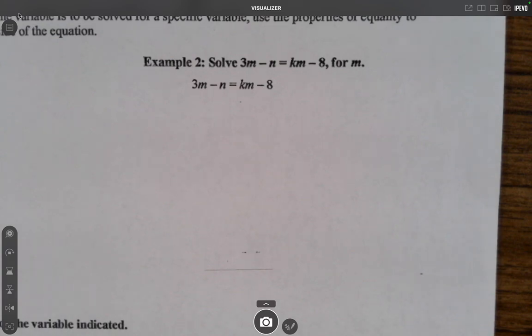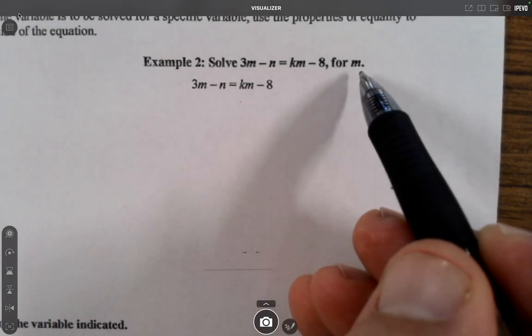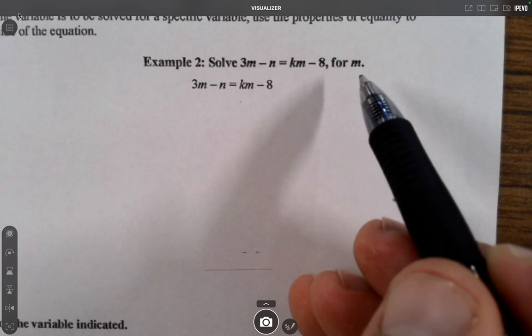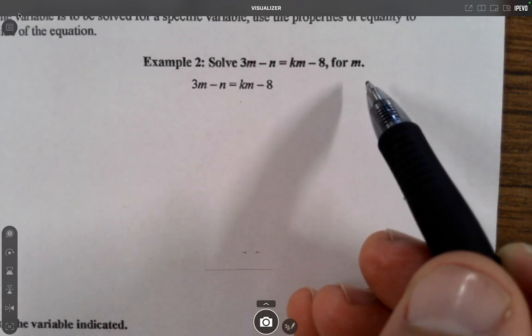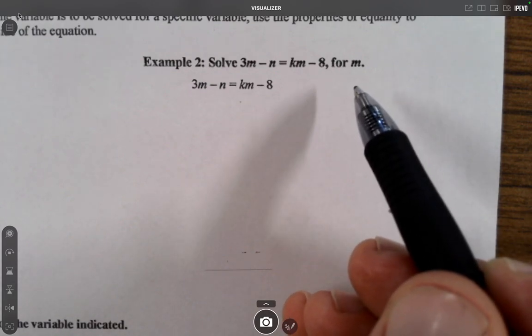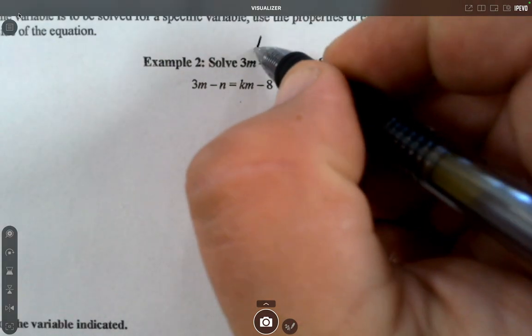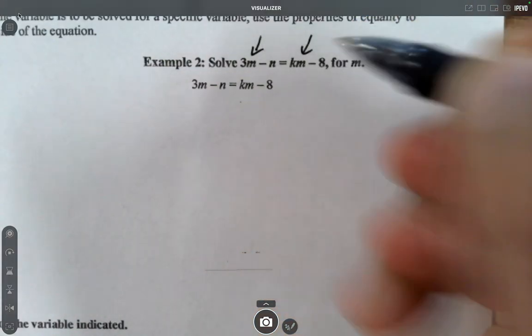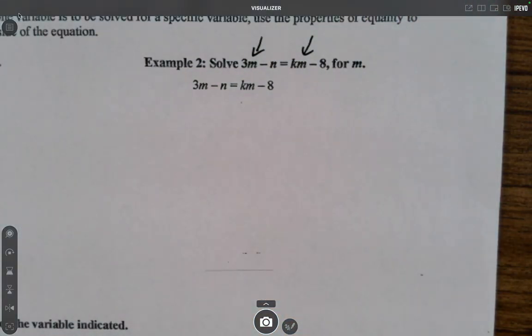In all the other examples we did, the variable we wanted to solve for, the variable we wanted to get by itself, only showed up one time in the equation. But this time it shows up twice. So you're like, how in the world do I get it by itself if there's two of them? Here comes the magic.